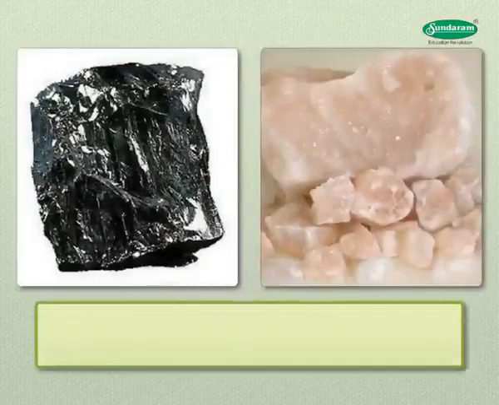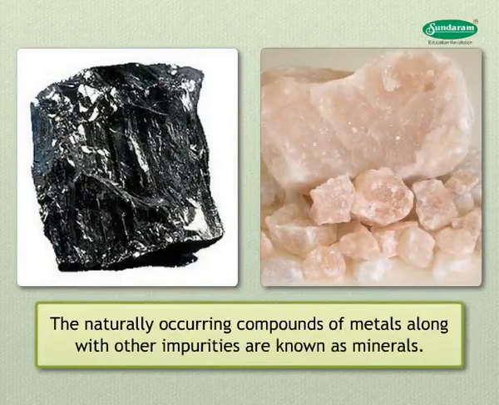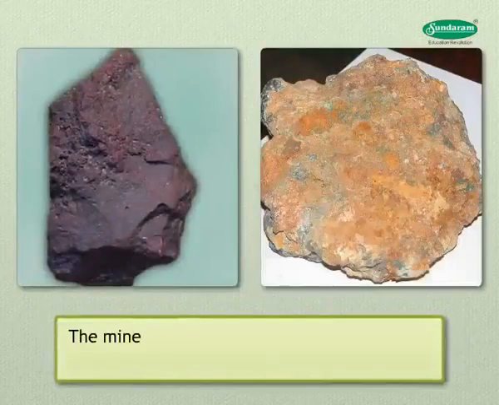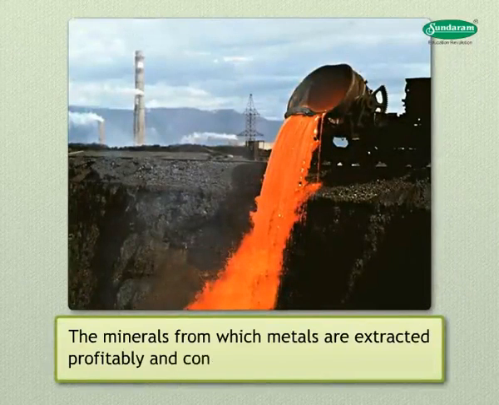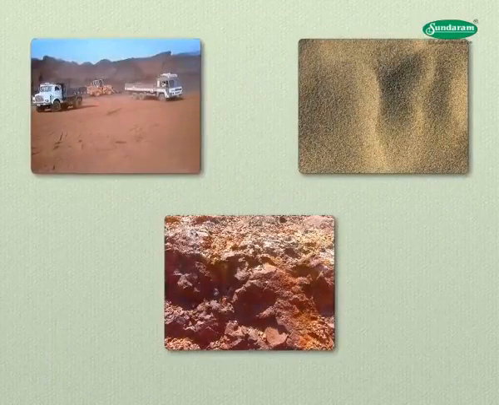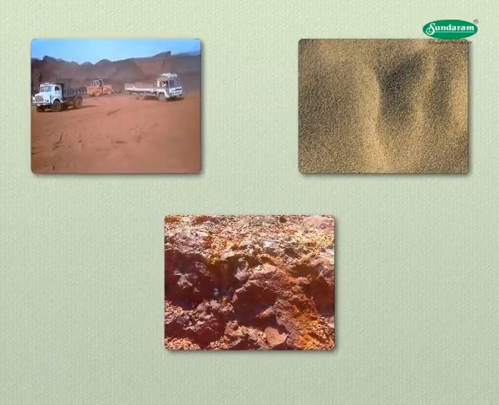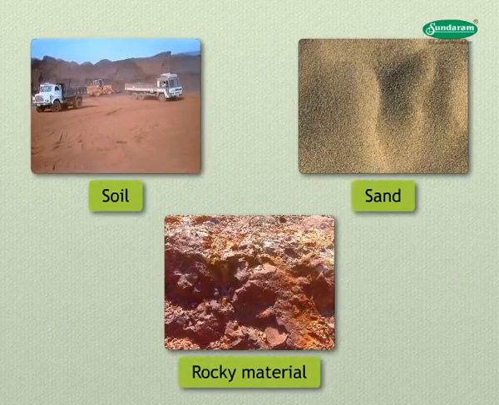The naturally occurring compounds of metals along with other impurities are known as minerals. The minerals from which metals are extracted profitably and conveniently are called ores. Ores contain metal compounds with some impurities like soil, sand, rocky material, etc. These impurities are called gangue.